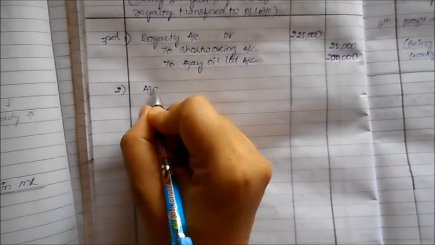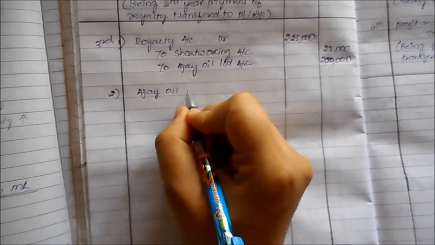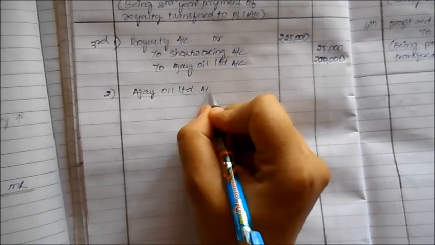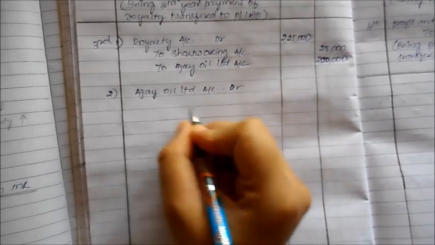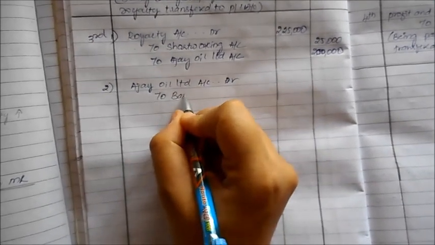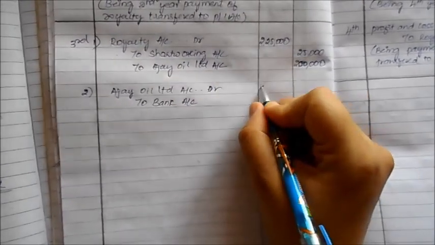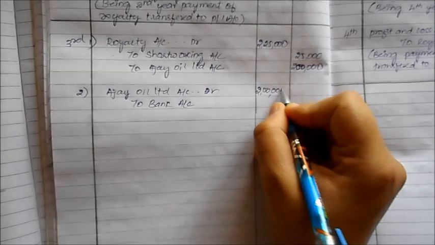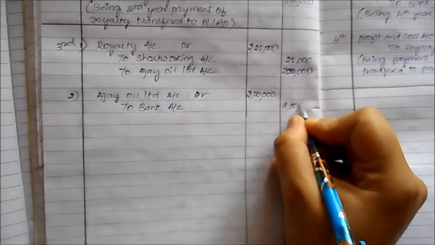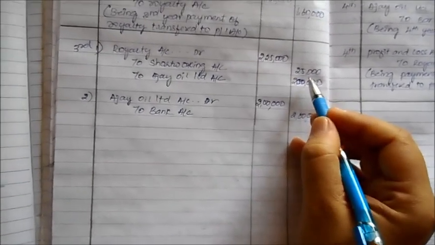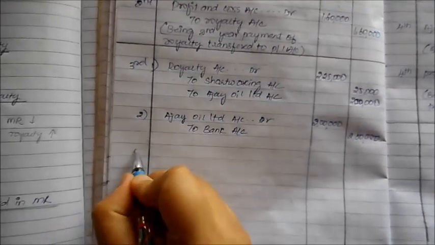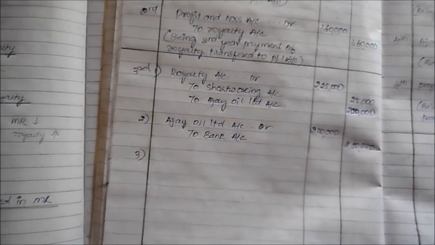So it will be Ajay Oil Limited account debit to bank account. Okay, how much amount are we actually paying? This is to the extent of 2 lakhs only, because the amount of 25,000 difference of short working I have recovered. Okay, that will go to the P&L account separately. Narration will be being third year royalty paid.